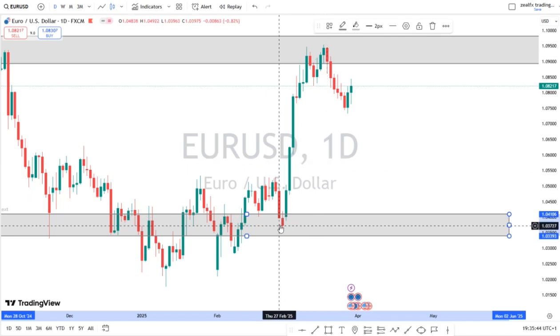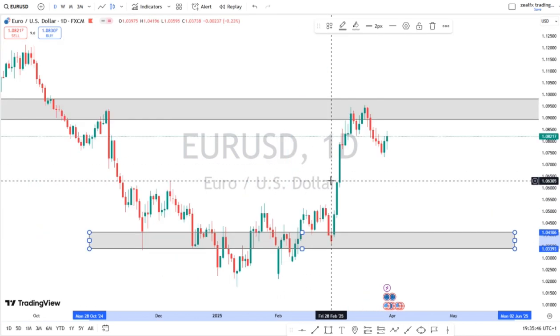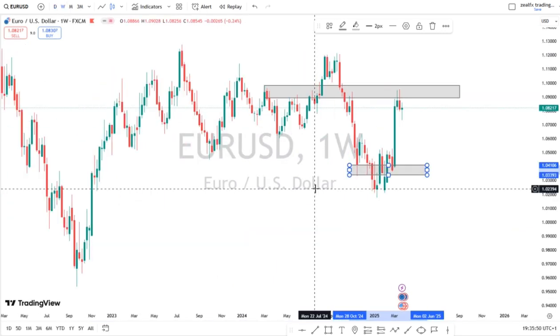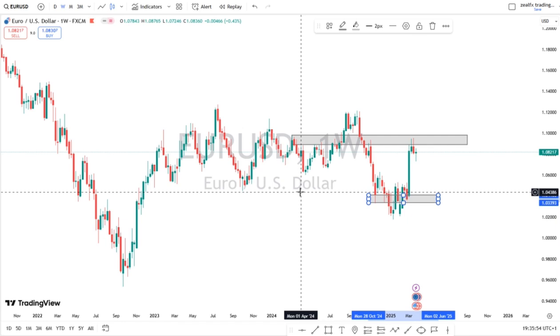So these are the key support levels to trade. You don't just trade all support and resistance levels. Always look out for key support levels to trade. Don't just trade all support levels.